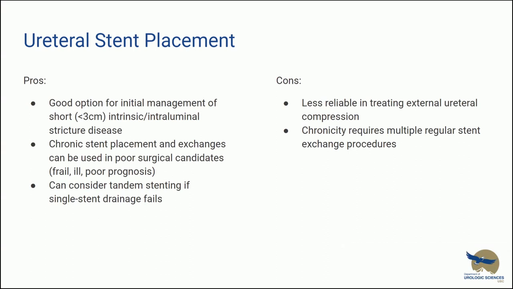So ureteral stent placement is a good option for the initial management of short intraluminal stricture disease. Chronic stent placement and exchanges can be used in people who are poor surgical candidates, terminal patients, people who are too frail to be brought to the operating room for a larger reconstructive procedure, for example. And you can consider tandem stenting if a single stent drainage fails. It's less reliable in treating external ureteral compression, however, and its chronicity requires multiple regular stent exchange procedures.